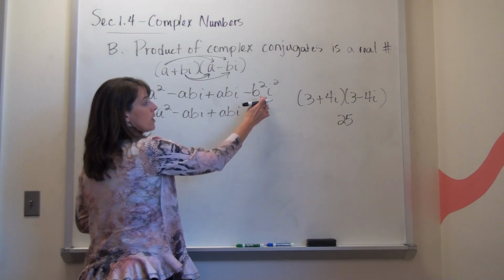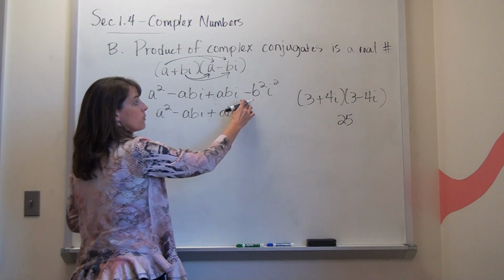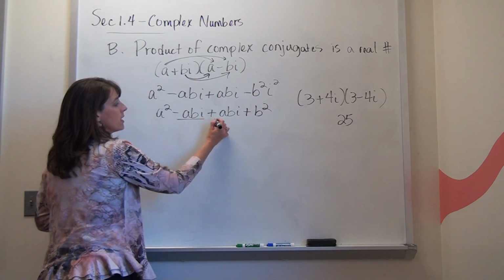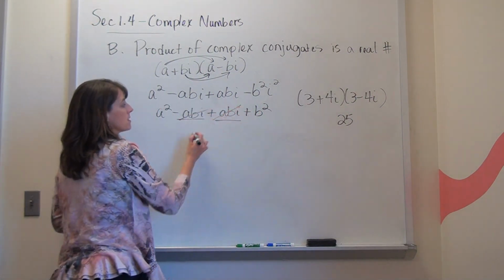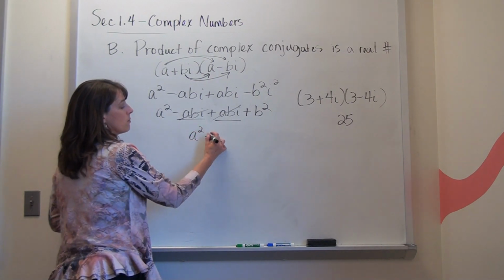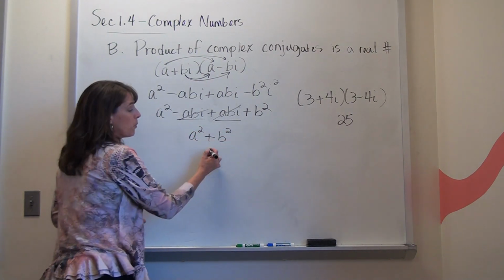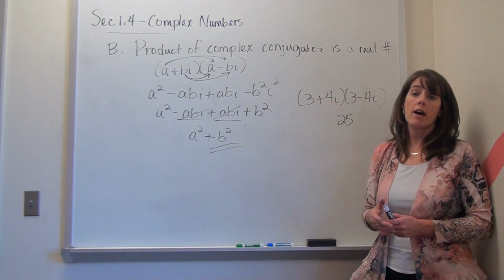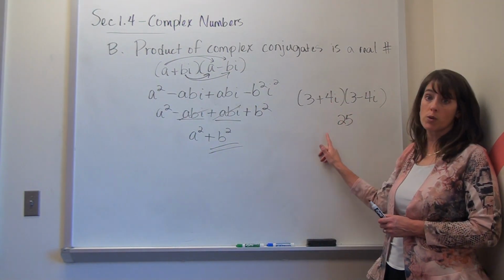I think at this point we know that when you multiply by a negative 1, you're just changing that sign. So I'm just going to change it to a positive b squared. And then right here in the middle, these like terms will end up canceling out. And I get a squared plus b squared. But the point here is that the imaginary numbers are totally gone. I have wiped them out and I came down to just a real number.